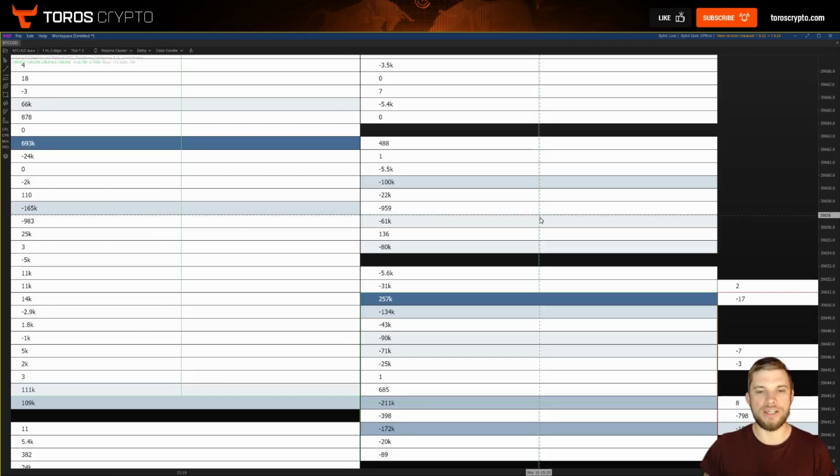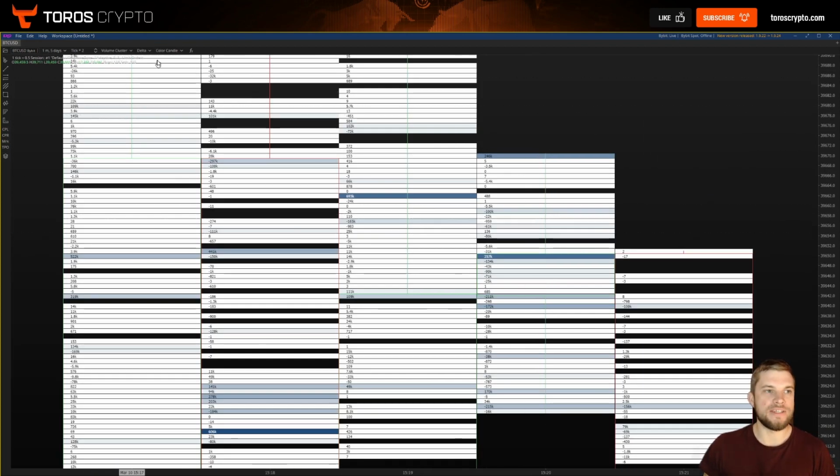Now if you go onto your volume cluster, it's basically showing you the same stuff. So we'll switch it back to volume here, and you can see that instead of it being wider bars, you're just getting shading changes. The darker shaded areas are the ones with higher volume, and the lighter shaded ones are the ones with less volume. You go down to your delta, and it's the same again.